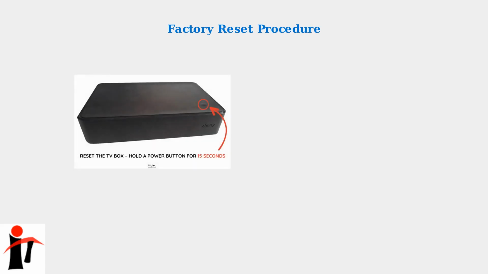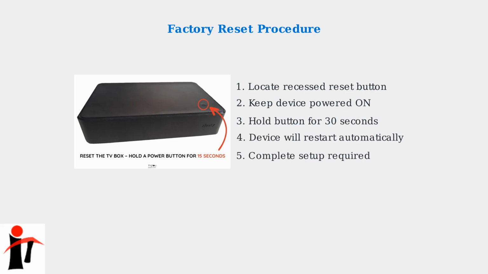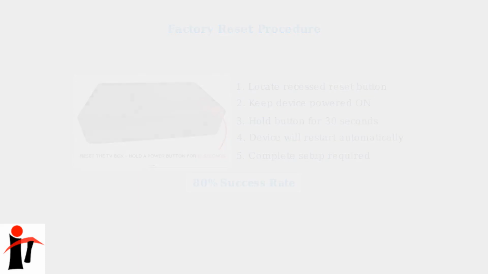When basic troubleshooting fails to resolve your Xfinity TV box boot loop, a factory reset is the next advanced recovery technique. This process will completely restore your device to its original settings. Locate the reset button on your device. It's typically a small recessed button on the back panel of your Xfinity TV box. You'll need a paperclip or similar tool to press it. This factory reset has an 80% success rate for software-related boot loop issues. However, it will erase all your settings and require you to set up the device from scratch.